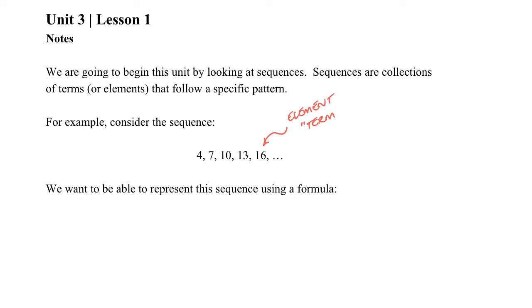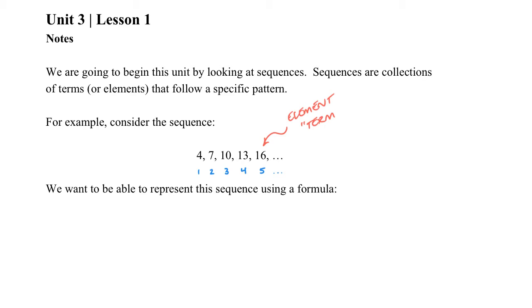Now, these terms are in order. So that would mean that this is our first term, this is our second term, this is our third term, this is our fourth term, this is our fifth term, etc., etc. Okay, so we want to be able to represent this sequence using a formula. We want to create a formula that would generate this sequence. And the advantage of that is that it will allow us to calculate any term in the sequence, whether it be first, second, third, fourth, fifth.